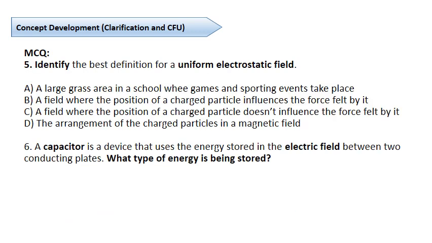Multiple choice question number 5. Identify the best definition for a uniform electrostatic field. A, a large grass area in a school where games and sporting events take place. B, a field where the position of a charged particle influences the forces felt by it. C, a field where the position of a charged particle doesn't influence the force felt by it. Or D, the arrangement of the charged particles in a magnetic field.